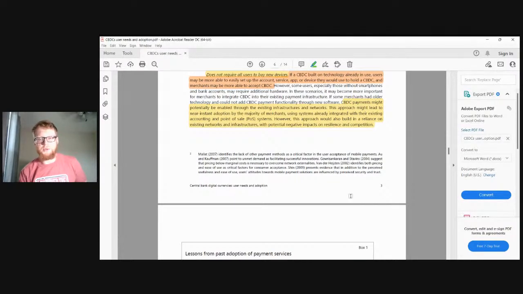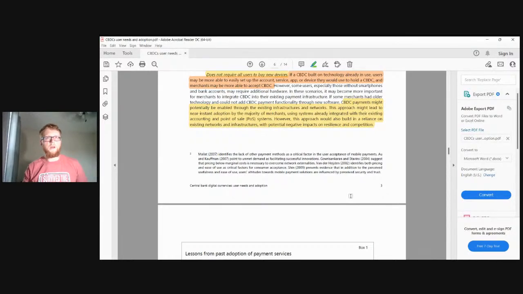However, this approach would also build a reliance on existing networks and infrastructure with potential negative impacts on resilience and competition. This is one of the cost benefit analyses that they have been talking about throughout these papers. Basically, they create a parallel but separate infrastructure and network for a central bank digital currency. So if the traditional financial system were to crash or falter in some way, even if it's just a specific segment, the central bank digital currency version would still be open, and people would still be able to transfer currency in that route, right?